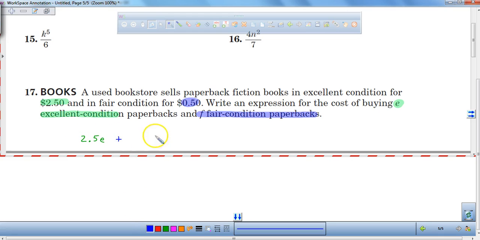What are we going to do? We're going to add fair condition books, which are 50 cents. 50 cents, so 0.5, 0.50, 0.5, same thing, times F. And voila. There's your algebraic expression to represent the word problem. And that's all you're going to be doing.